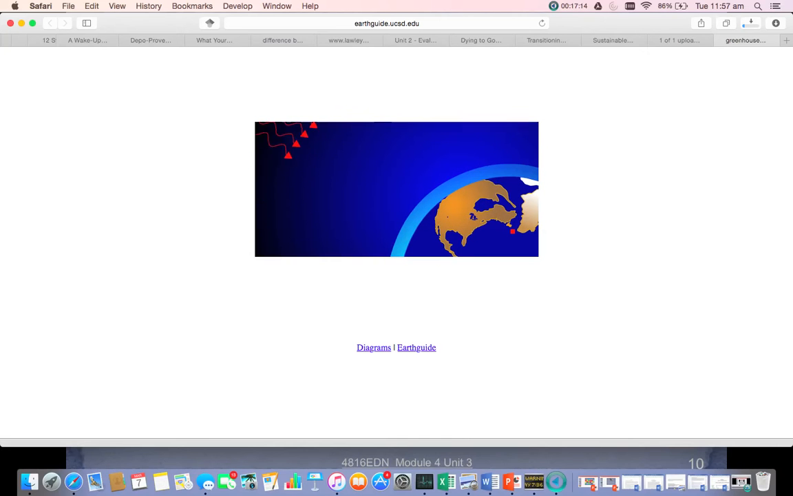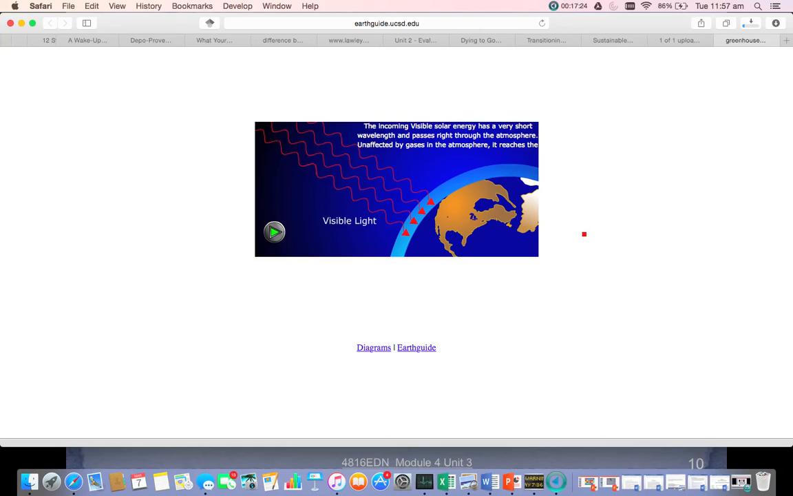Here's our atmosphere. Here comes the visible light, so in it comes. The incoming visible solar energy has a very short wavelength and passes right through the atmosphere, unaffected by gases in the atmosphere.